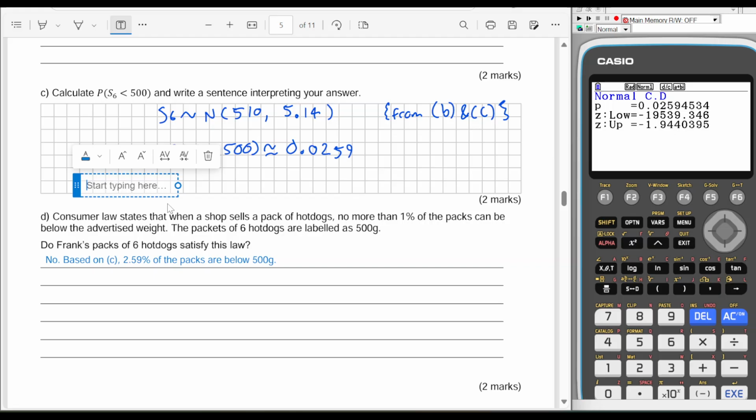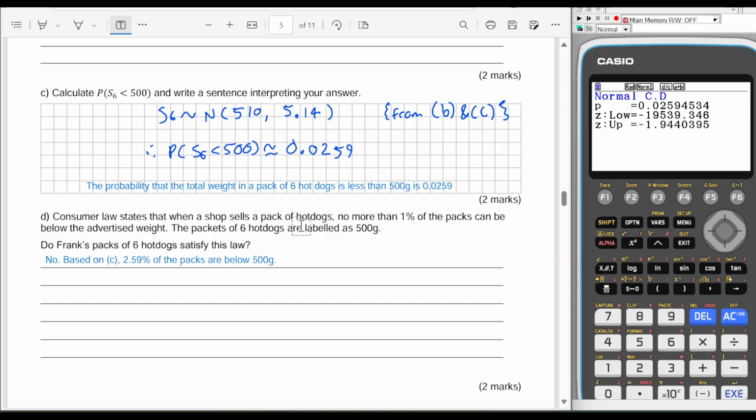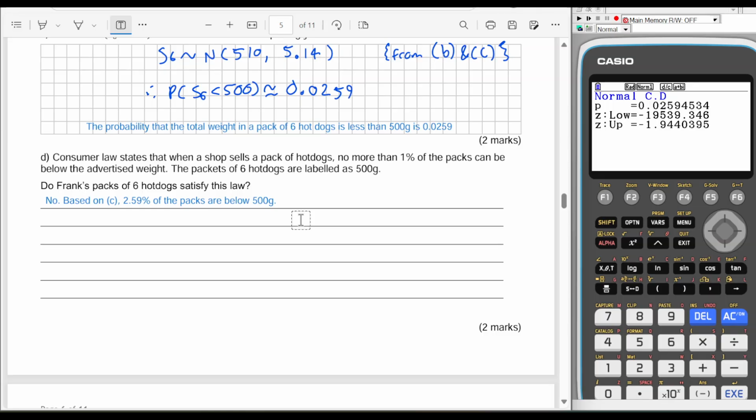So the probability that the total weight in a pack of 6 hot dogs is less than 500 grams is 0.0259. The question there just asks for an interpretation. Make sure you have it. Do they satisfy the law? No, because it's 2.59%. That is more than 1%.